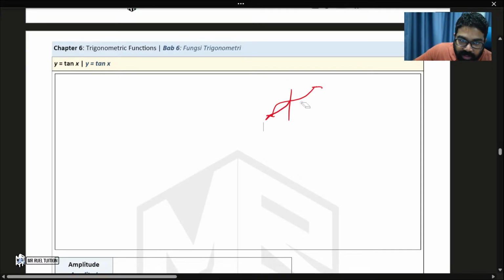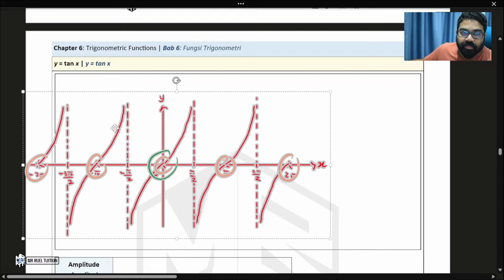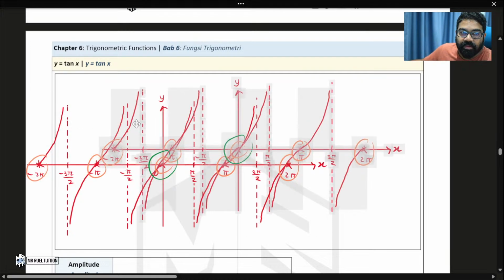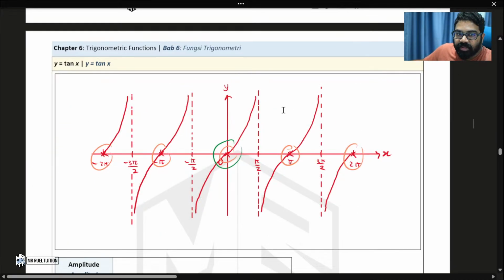So tangent graph is very special. Kita ada asymptote. Tangent graph, you have asymptotes. Asymptote ialah garis di mana graph takkan sentuh. Asymptotes are lines which the graph will never touch. Like this. So you see these vertical lines, garis mencancang ini, graph ini takkan sentuh. Those are asymptotes.